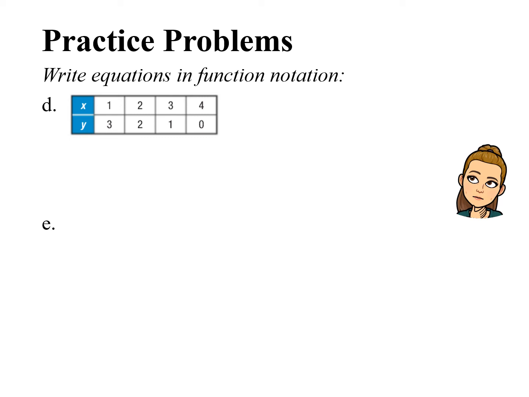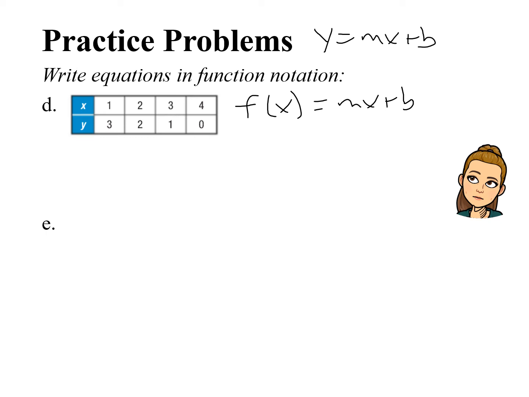First one we have is a table here. So I need to use this table to figure out how to write my equation in function notation. Function notation tells me I'm going to be using that f of x equals something. Now last year you called this y equals mx plus b. This year we're going to do f of x equals mx plus b. Same thing. We have our output as a function here.